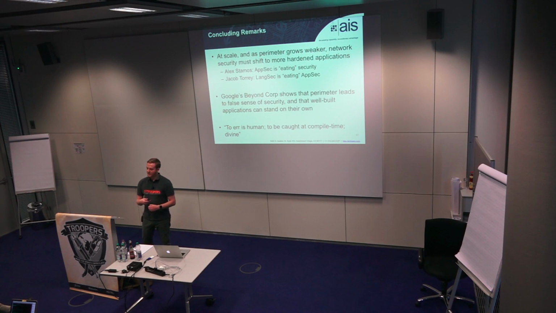A cool example of this on the network side is Google's BeyondCorp. Basically, that's their new network model where all of their internal applications, they just make facing the network. And they assume everyone is connecting from Google or from home or from wherever they are. And so they have this same threat model, not assuming that there's a safe environment versus an unsafe environment. The quote I made: to err is human, to be caught at compile time divine. So that's what I'd like to see people do.